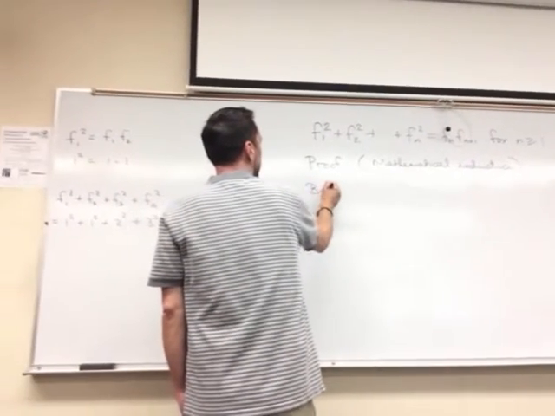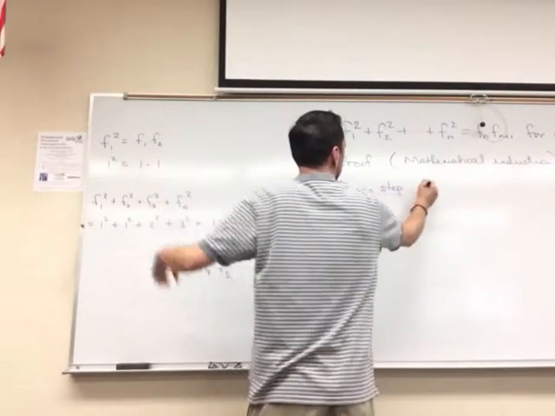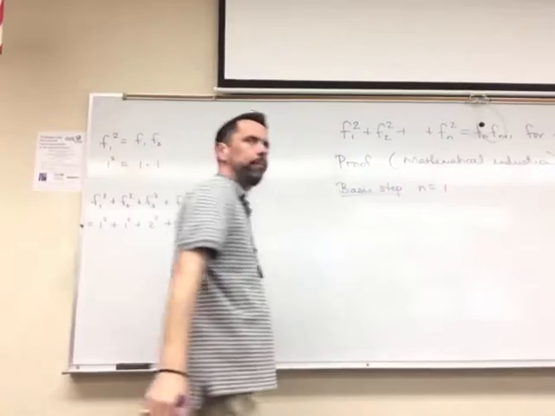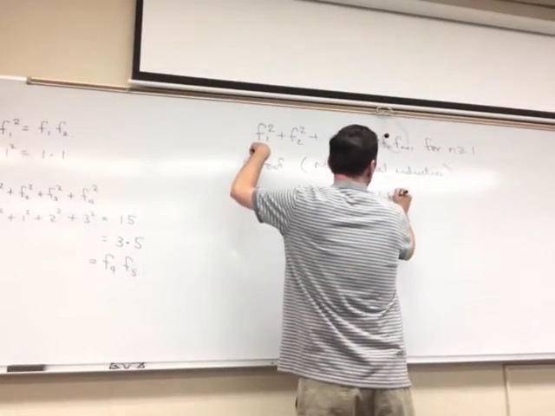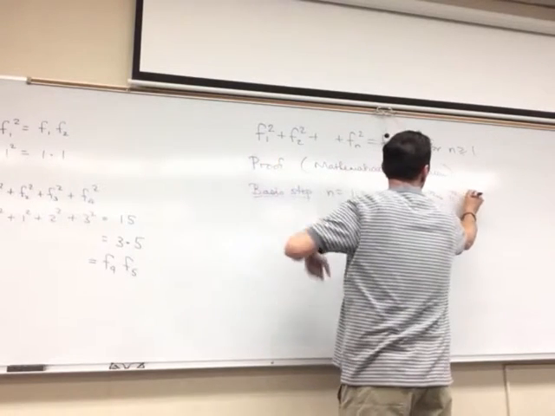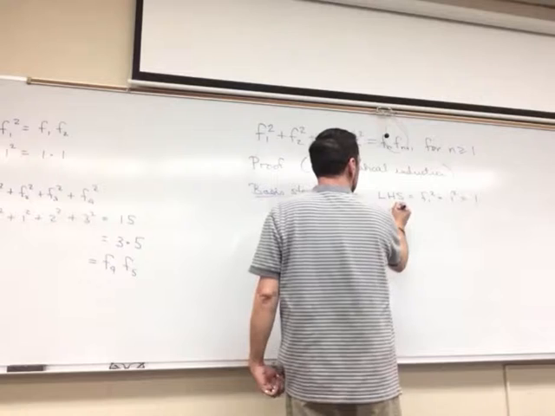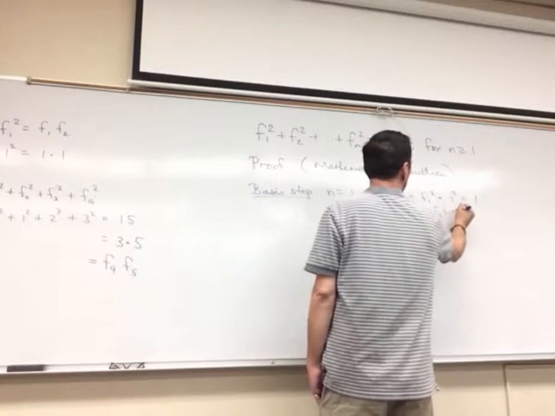Okay, the basis step we already did. Did it over here somewhere. Show it's true for n equals 1. Well, the left-hand side is just f sub 1 squared, which is 1 squared. And the right-hand side is f sub 1 times f sub 2. And those are both equal to 1.